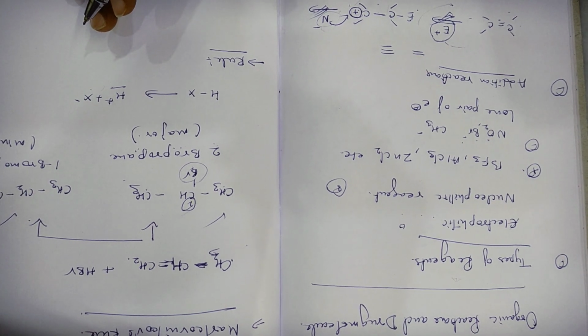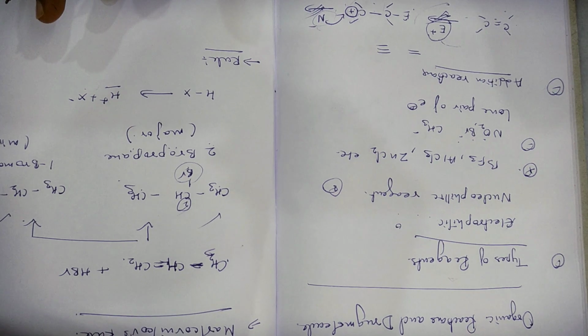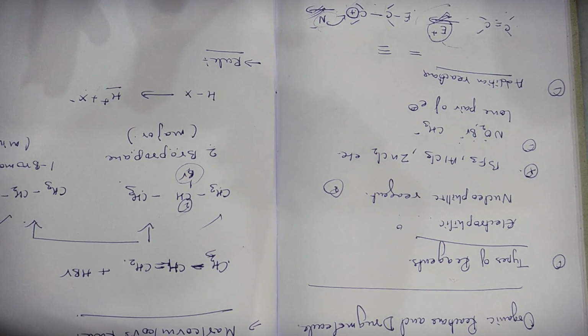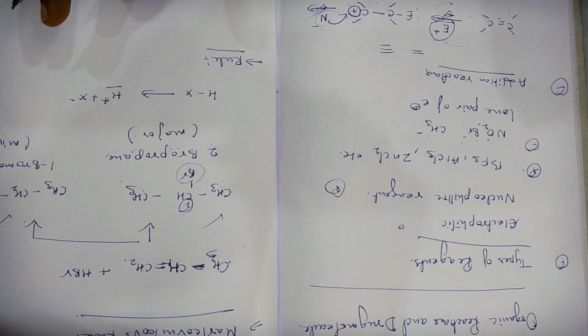Okay, so in the place of HBr, there could be HCl or hydrogen iodide or hydrogen fluoride or any of these.